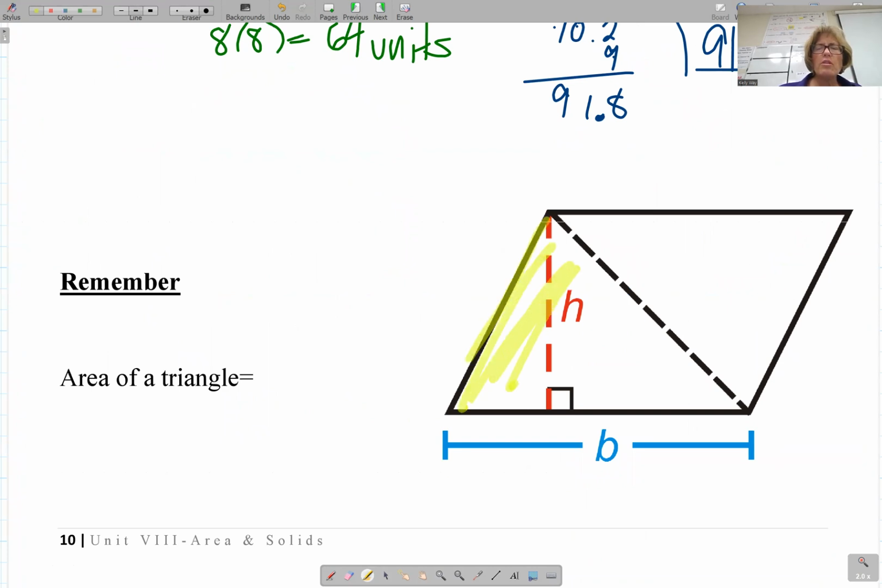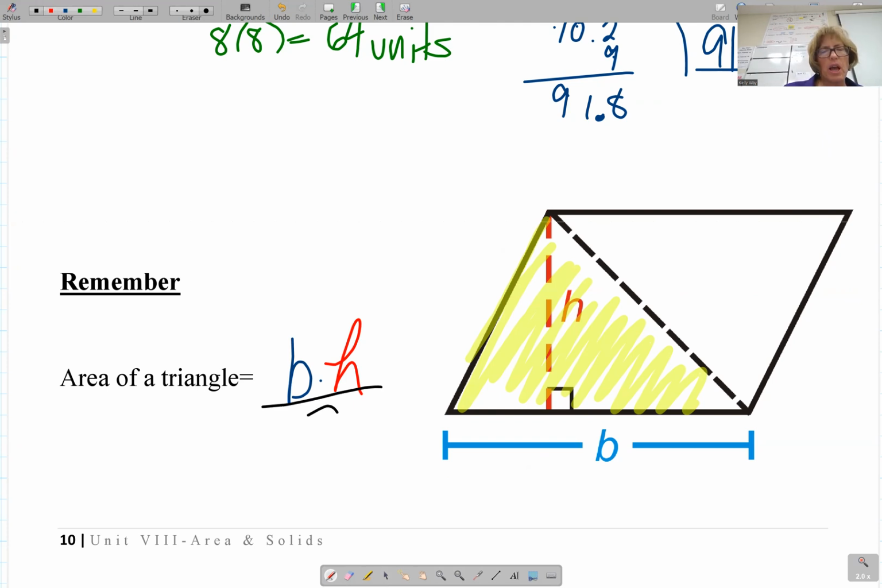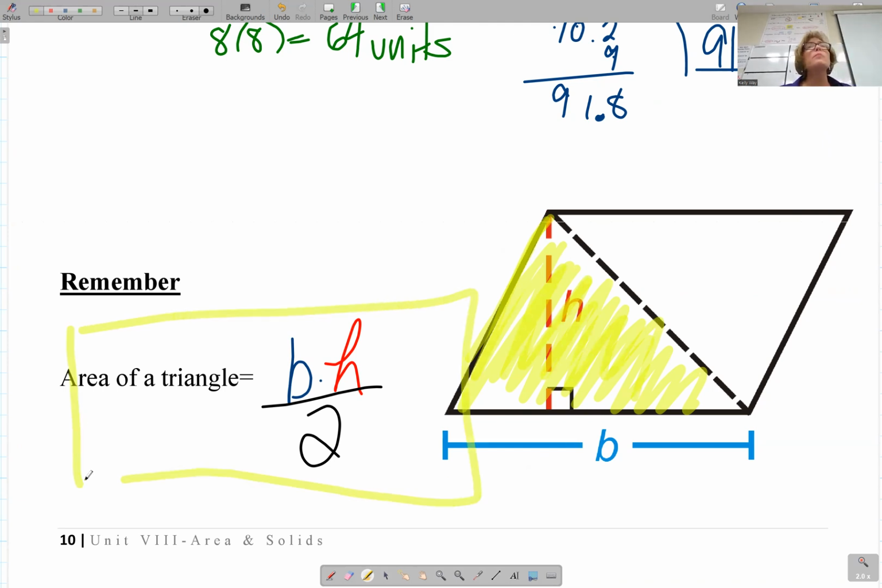Just to recap, a triangle is half a parallelogram. A parallelogram is base times height, so a triangle is base times height over 2. Just a quick recap: a triangle is base times height over 2. You're going to need that.